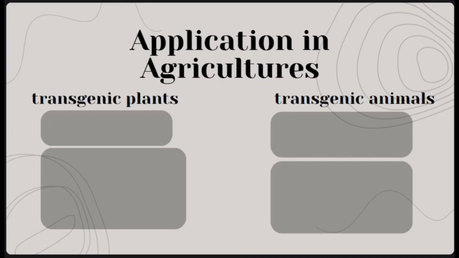Recombinant DNA technology has significant application in agriculture, particularly in transgenic plants and transgenic animals. What are transgenic plants? Transgenic plants are plants that have been genetically engineered.